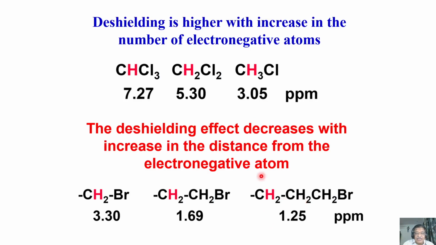See the difference. Just by lengthening the substitution, the effect of the electronegative atom keeps reducing as you go far and far away from the proton you are observing. That is an important point you must remember.